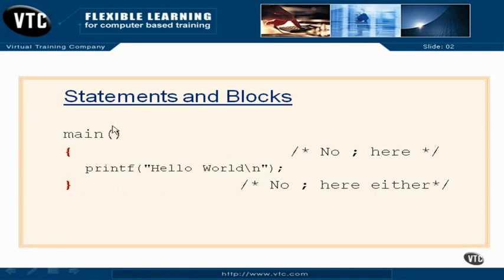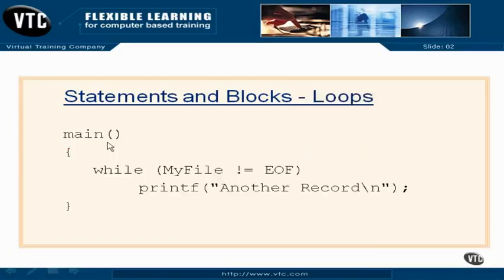Since we had open and close parentheses up here without a semicolon, it understands that it just defined a function. This is the stuff that makes up main inside the statements and blocks. When we're doing a loop, there is a while loop. Look at that, it doesn't have any braces. Well, that's because it's only controlling one statement. It has this semicolon out here.